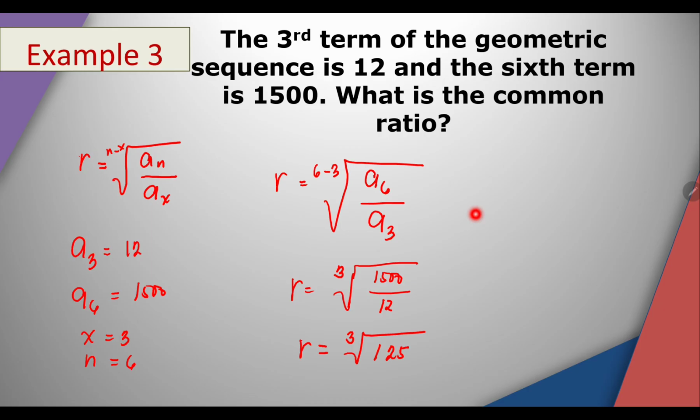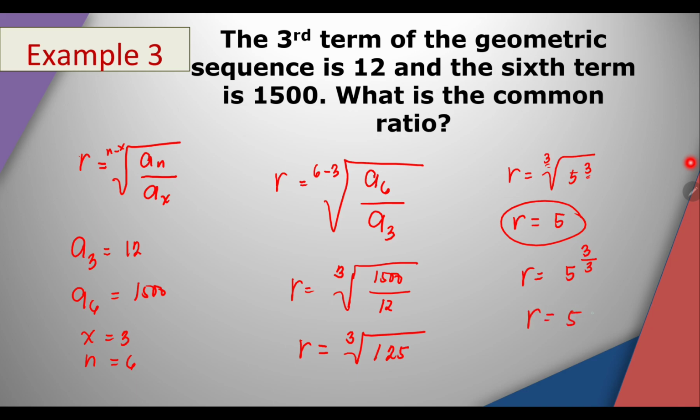And of course, how do we rewrite 125? 125 may be rewritten as 5 raised to 3. 5 times 5 is 25, 25 times 5 is 125. And we can see here that the exponent is 3 and the index is 3. They are equal. Thus, we say r is equal to 5. That is the common ratio. Or again, we may rewrite it as 5 with an exponent 3 divided by the index 3, which is equivalent to 5.